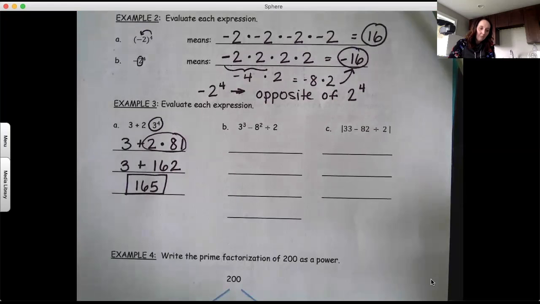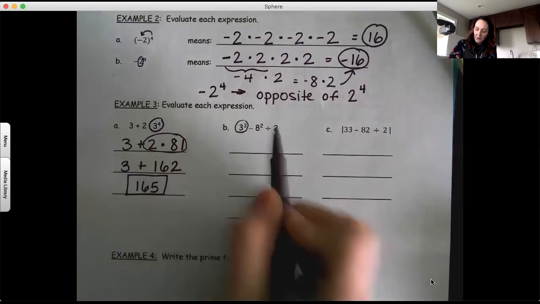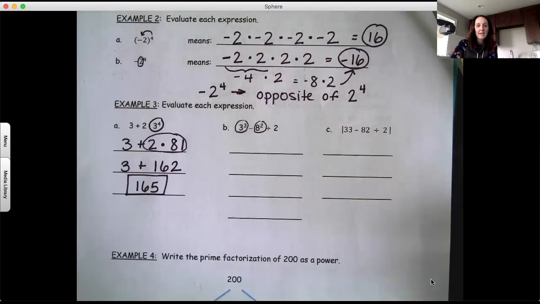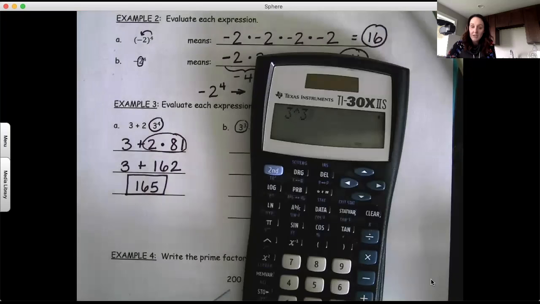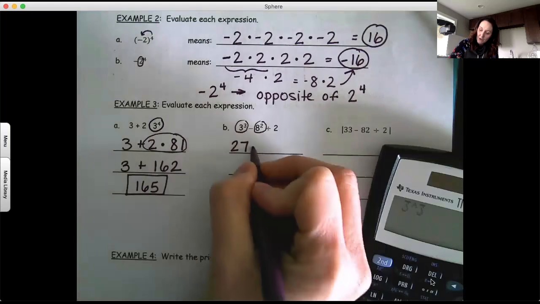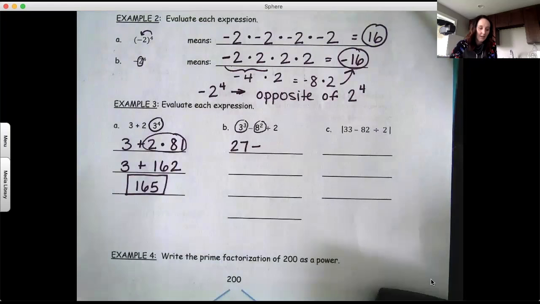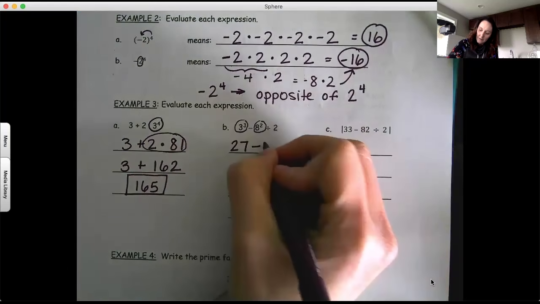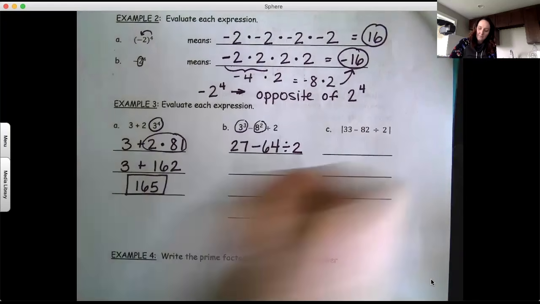So notice in this part B, we have 3 to the third, and then we have this 8 squared. They're both exponents, so I'm going to first figure out what 3 to the third is. If I do this on my calculator, 3 raised to the third is 27, so I'm going to record that. I'm going to still keep the subtraction symbol that's in between them. And then 8 squared, 8 times 8 is 64. I'm going to write 64. And then I have divided by 2.